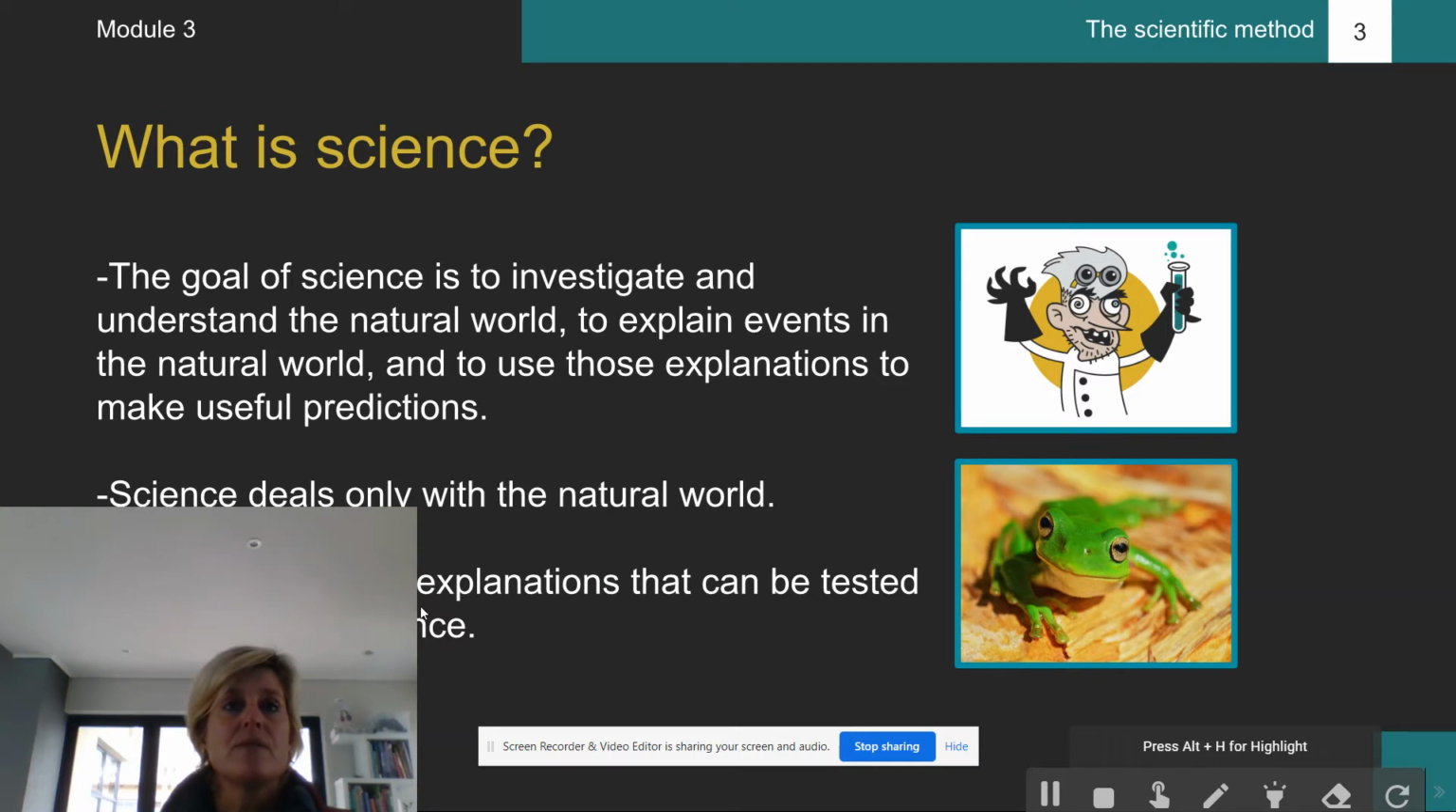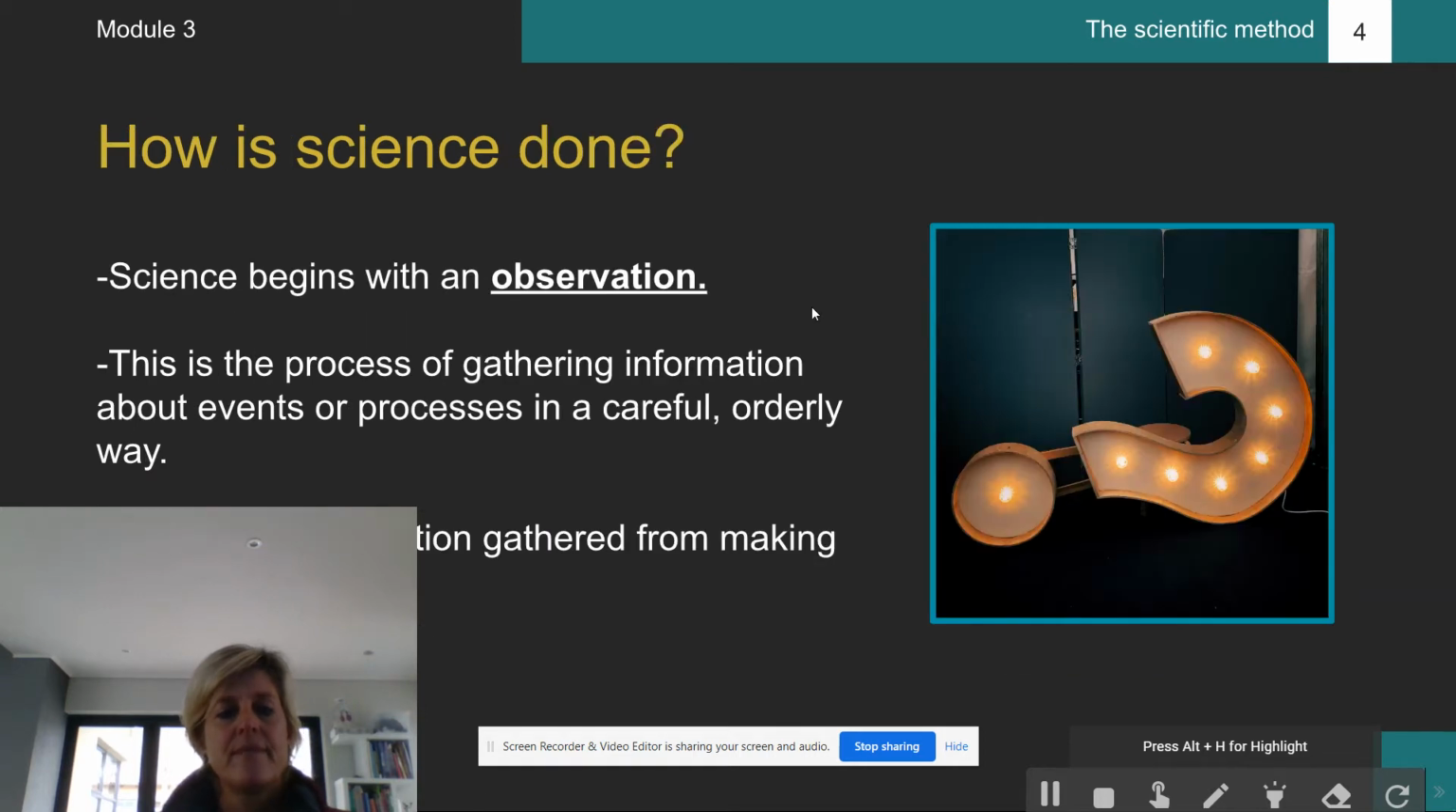I want you to pause the recording for a while and then go outside, look around you, observe the natural world, and come back with an interesting scientific question. So to make useful observations is really important in science. Gathering information about events or processes in a careful, orderly way. Once we make observations, we will be able to record data.